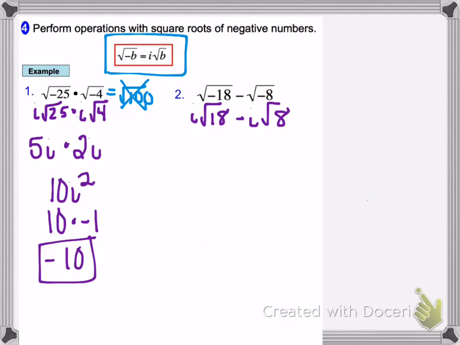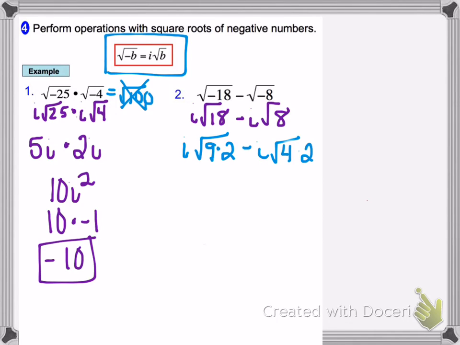What I mean is, i times the square root of 18. I can change that 18 to be 9 times 2, right? 9 times 2 is 18. I can do the same thing with 8, making it i times the square root of 4 times 2.